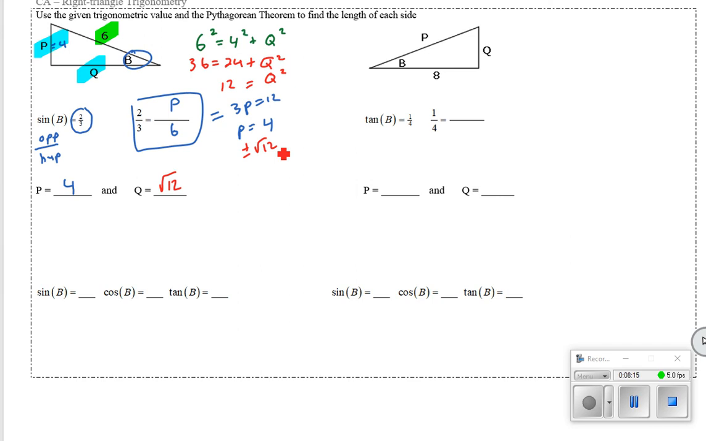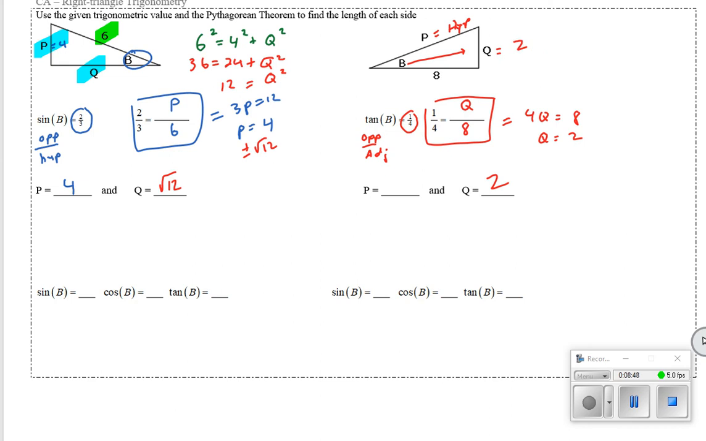All right, the tangent is 1/4, and the tangent is the opposite over the adjacent, and P is the hypotenuse. So the opposite is going to be Q. The adjacent is going to be 8. Using that equation, since I knew the tangent was 1/4, I know that Q over 8 is going to reduce to 1/4. So 4Q equals 8. Q is 2.